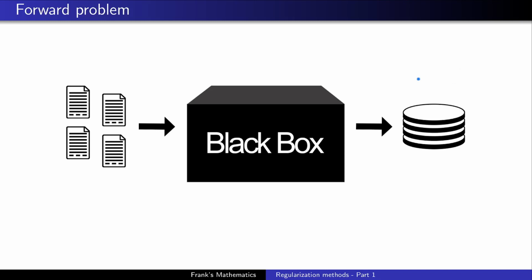We want to give them some names. So the input is called the input, of course, and the output is called the output because it's the output. But sometimes the input is called the control because it actually controls the black box. And the output is sometimes called the state because this is something you can observe. This is the state of your physical system you want to optimize.